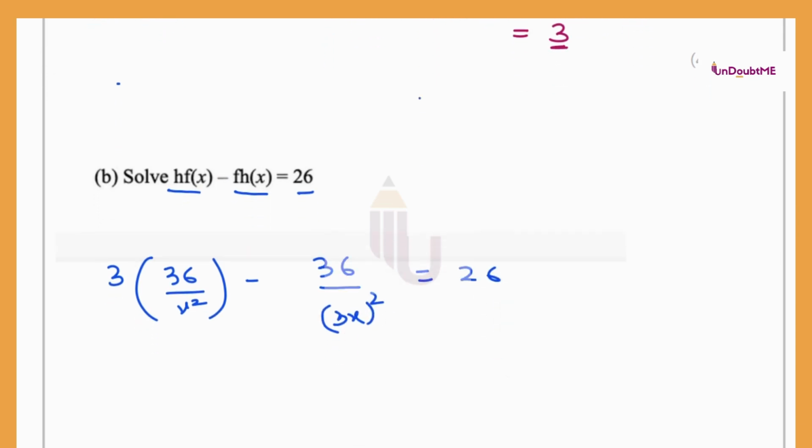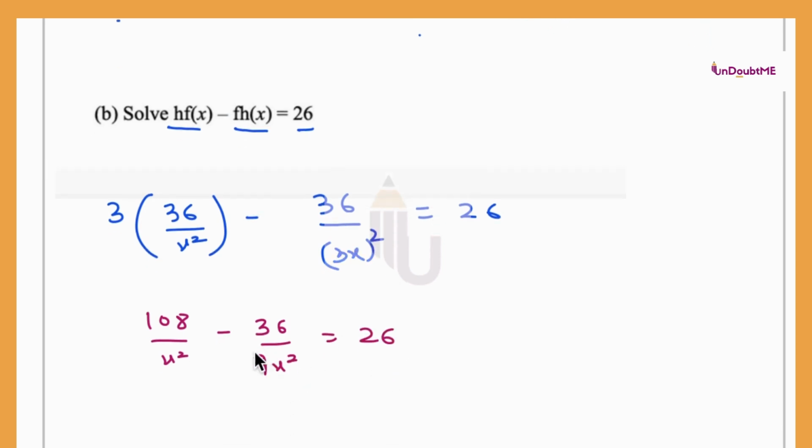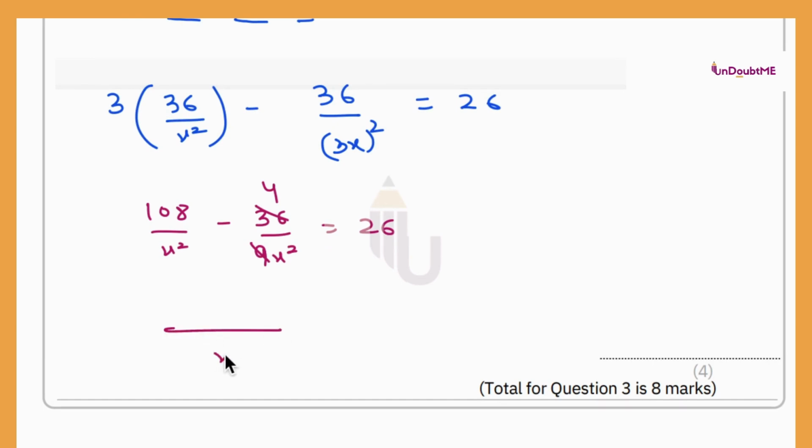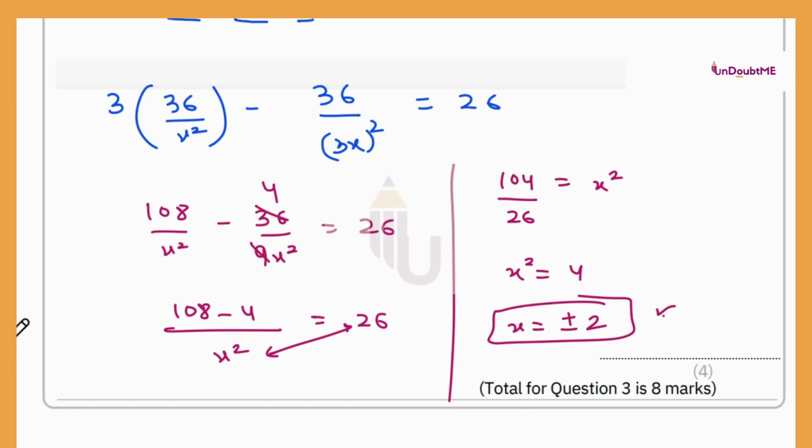It needs to be simplified a bit. So that will give me 108 over x square minus 36 over 9x square is equal to 26. 9 and 36 can be simplified. So that will give me a common denominator x square, and I have 108 minus 4 is equal to 26. Now 108 minus 4 is 104, and x square and 26 if we interchange just to solve for x, then we will get this. 104 over 26 is 4, so eventually x square is equal to 4 and x is equal to plus minus 2. You have to mention plus and minus both because there will be two possible answers for this. So we are done with this question.